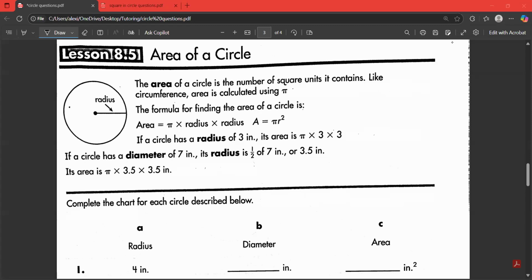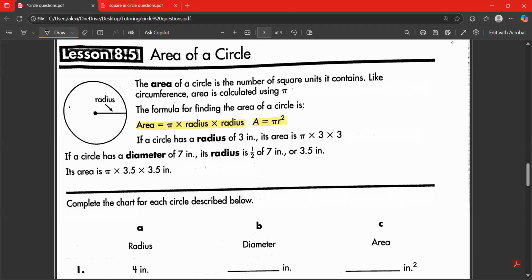Because of that, I like to use the exact answer, which means we're going to leave our answer in terms of pi. We're not going to use the 3.14. All right, let's keep going. The formula for finding the area of a circle is the following. It is pi times radius, or shorthand means area equals pi r squared.